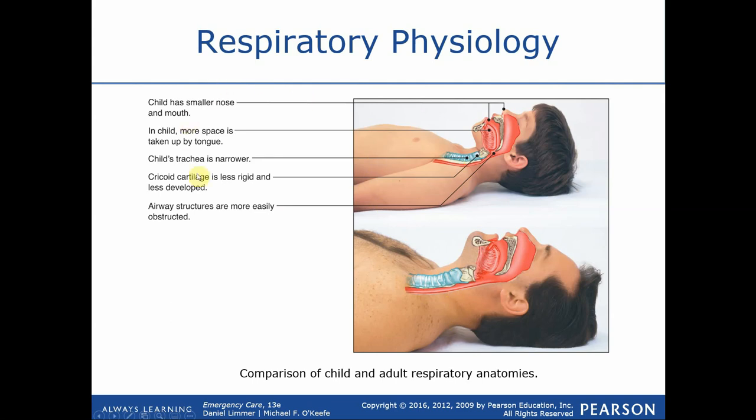So everything here that's discussed, we want to keep that stuff in mind when we're assessing and treating children, and we may want to keep it in mind for future exams.